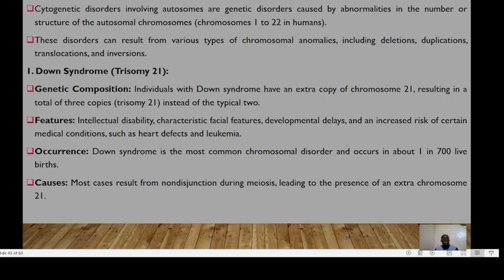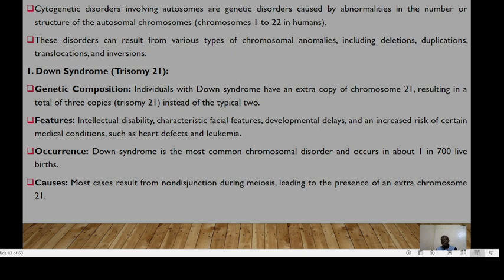These disorders can result from various types of chromosomal anomalies, including deletion, duplication, translocation, and inversions, which we have already looked at. The first common condition is Down syndrome, also referred to as trisomy 21. Individuals with Down syndrome have an extra copy of chromosome 21, resulting in a total of 3 copies instead of the typical 2. Features include intellectual disability, characteristic facial features, developmental delays, and increased risk of certain medical conditions such as heart defects and leukemia.